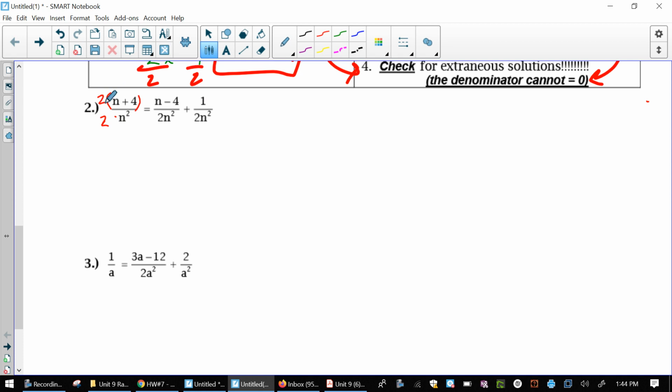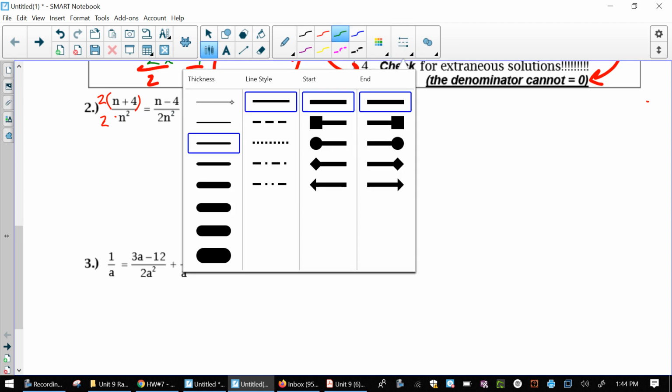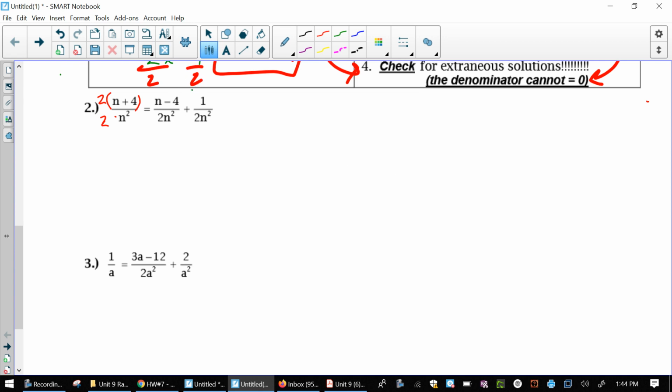Okay. Now remember, once we get those denominators to be the same, 2n squared, 2n squared, 2n squared, we can take that numerator up here and just make our new equation. We don't even need to do anything with the denominator now. So here's what we get. 2 times n plus 4 equals n minus 4 plus 1. There's our new equation. How easy is that?